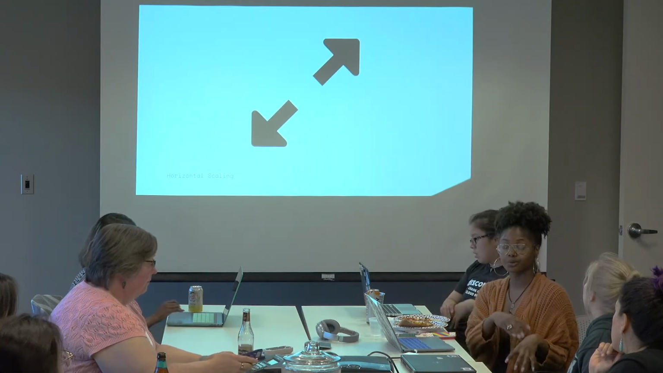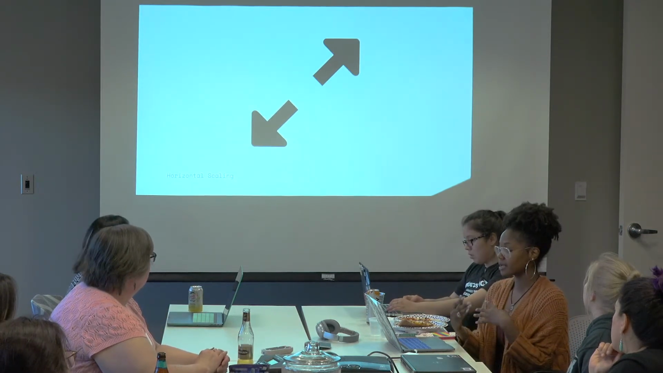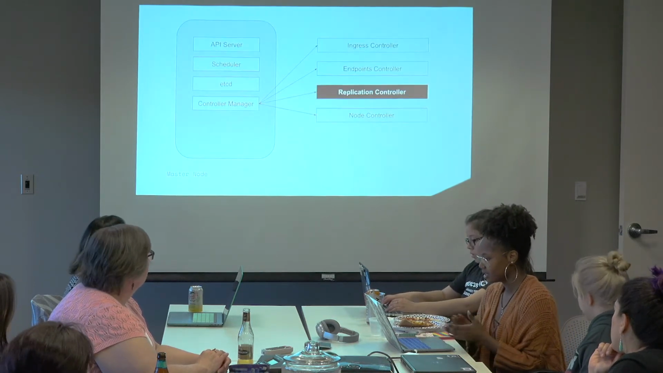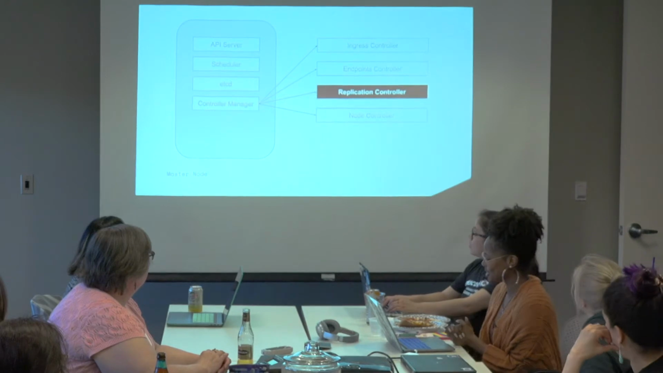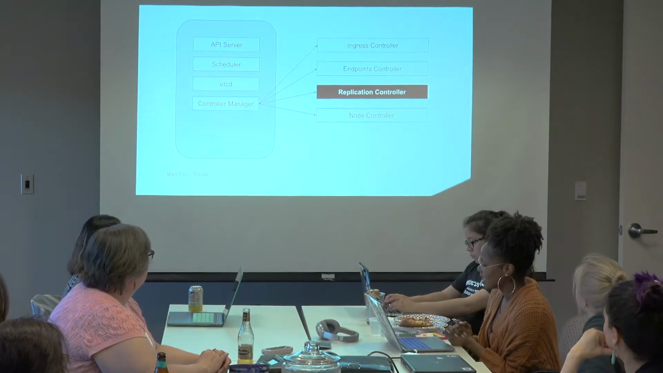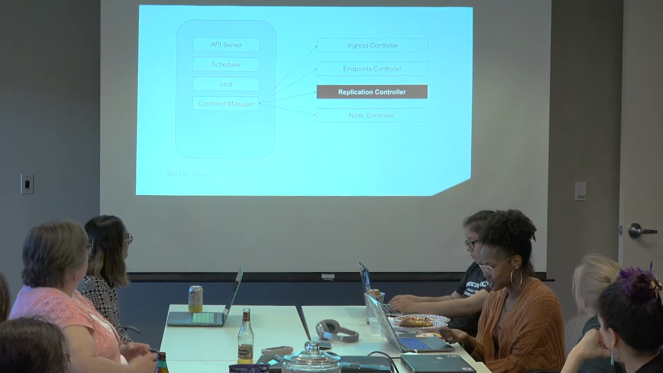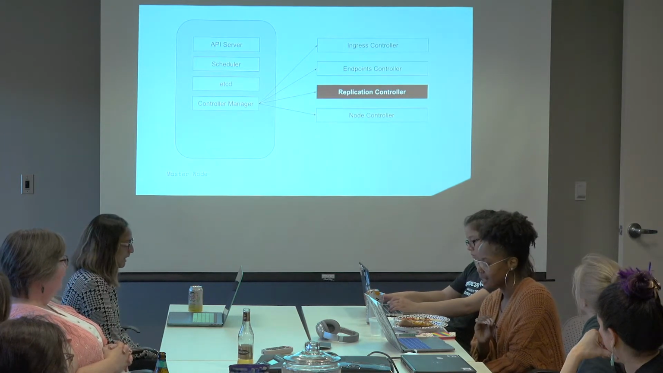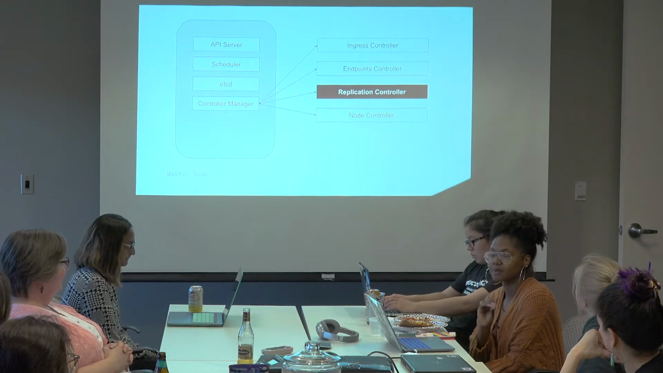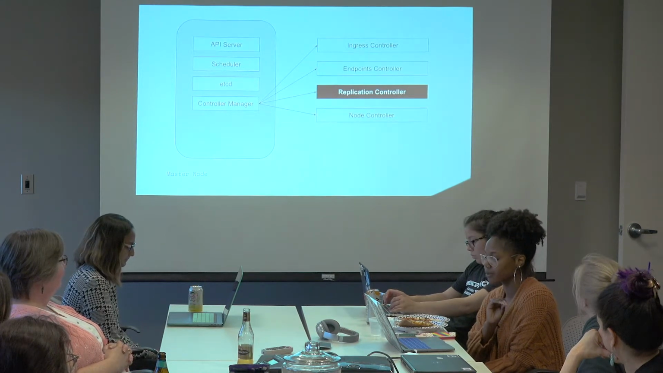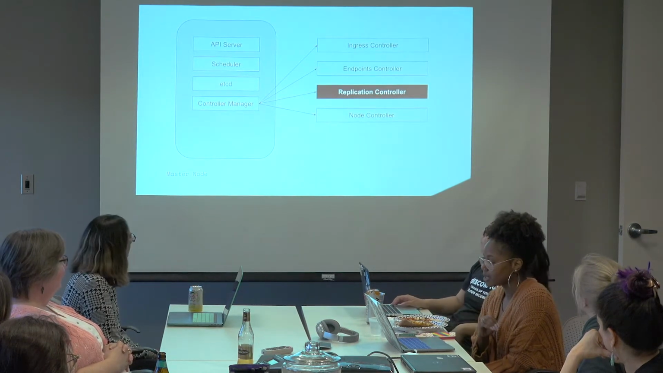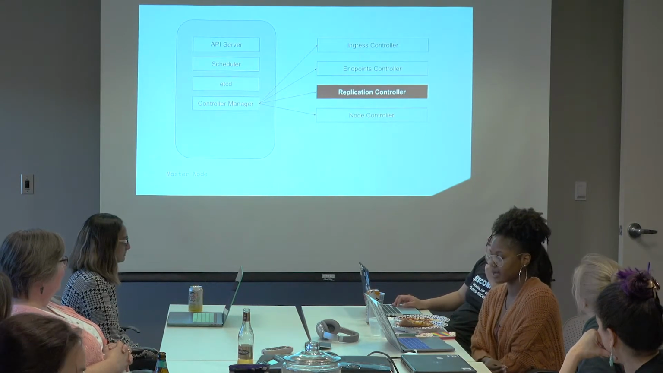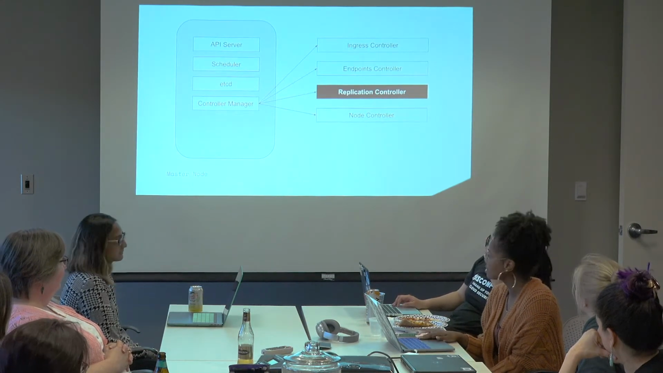This is done through the Replication Controller and a Kubernetes object called the Replica Set. Inside of the controller manager on the master node, there is a controller called the Replication Controller. The Replication Controller's job is to ensure that the specified number of pods or Kubernetes objects are running at any time. We can define that number based on our replica set configurations.